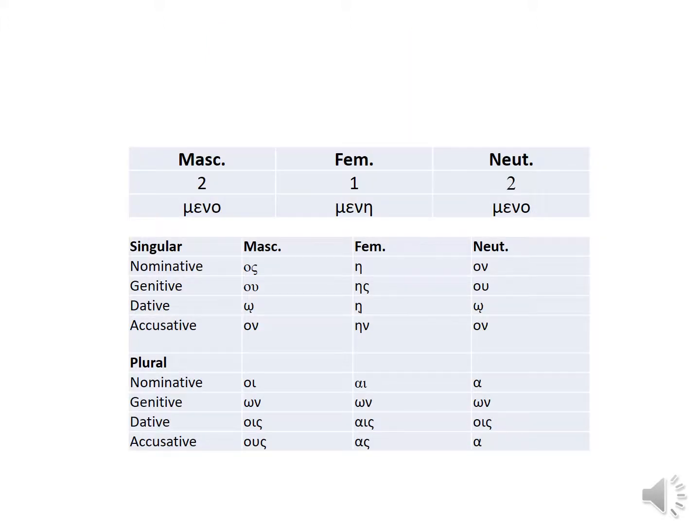So here's what it looks like. We've got mina, mine, minon, in a 2-1-2 pattern. So the second declension masculine endings, you remember as, u, o, on, oi, on, ois, us. The first declension feminine endings, you remember a, ace, a, ain, I, on, ice, as. And the second declension neuter endings, you remember on, u, o, on, a, on, ois, a.